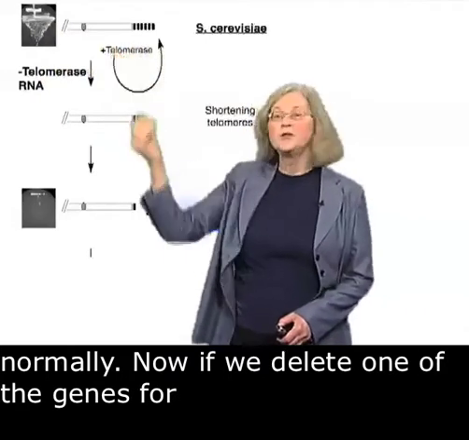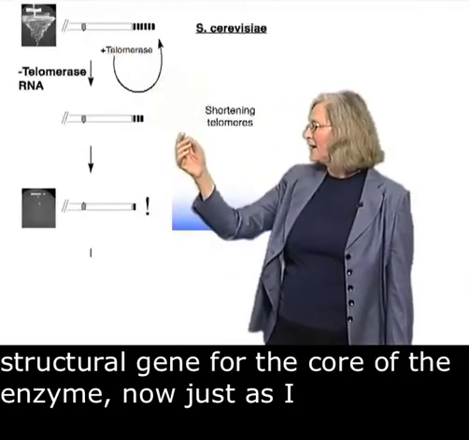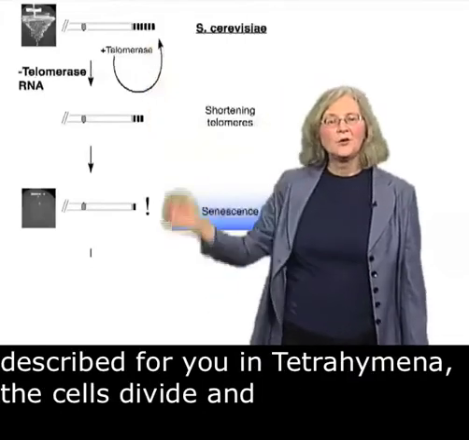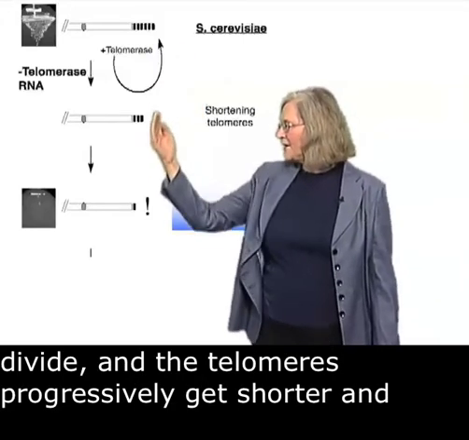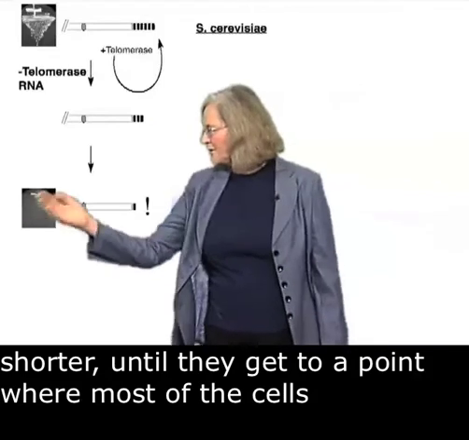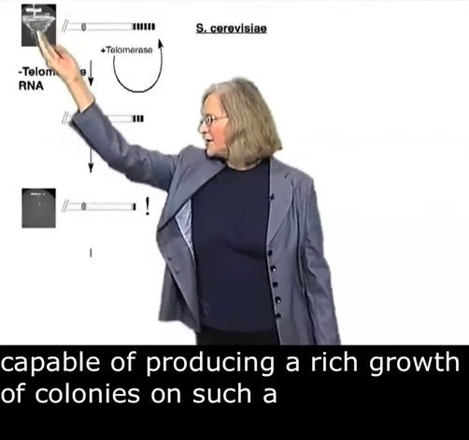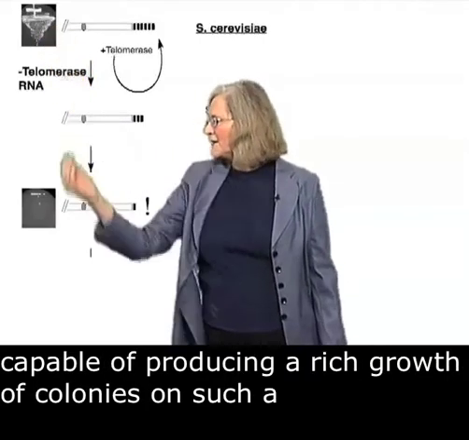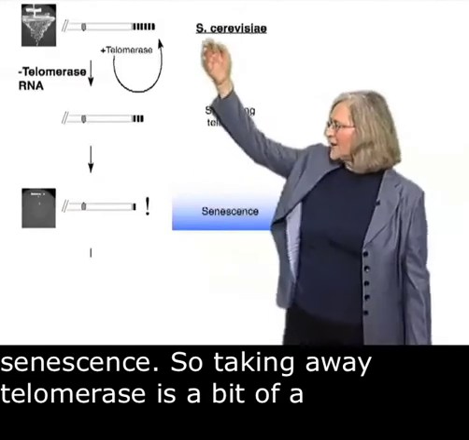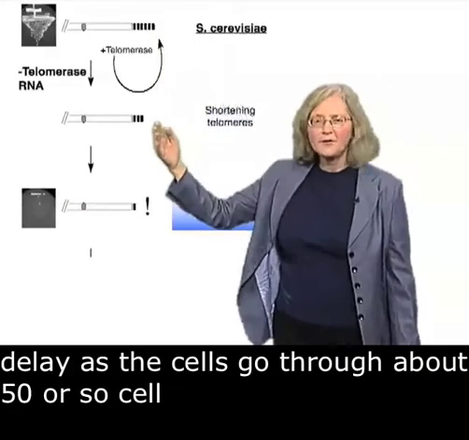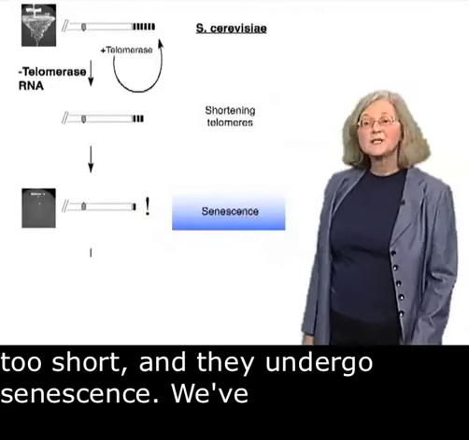Now, if we delete one of the genes for telomerase, either the RNA structural gene or the protein structural gene for the core of the enzyme, now, just as I described for you in Tetrahymena, the cells divide and divide, and the telomeres progressively get shorter and shorter until they get to a point where most of the cells completely cease to divide. And so now they're no longer capable of producing a rich growth of colonies on such a plate. And you can see there's very little growth here. And we call that senescence. So we've taken away telomerase, there's been a delay as the cells go through about 50 or so cell generations, 50 to 80, and then the cells, telomeres get too short and they undergo senescence.